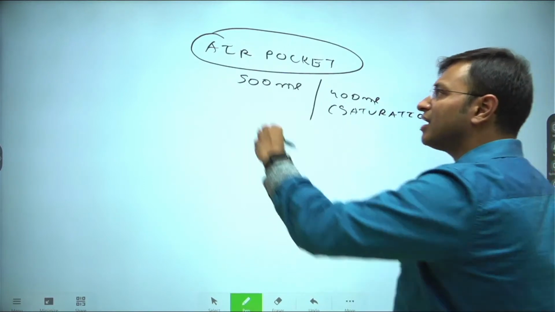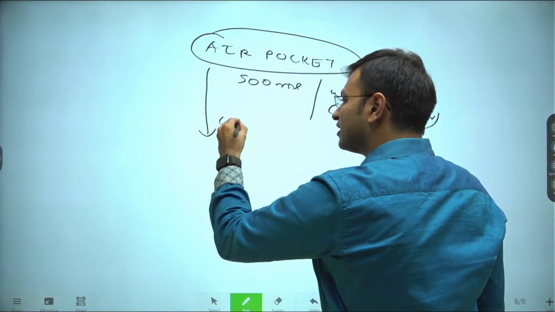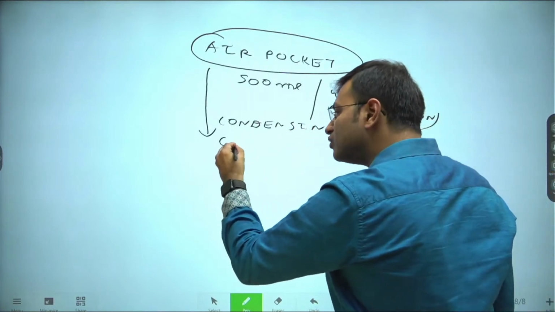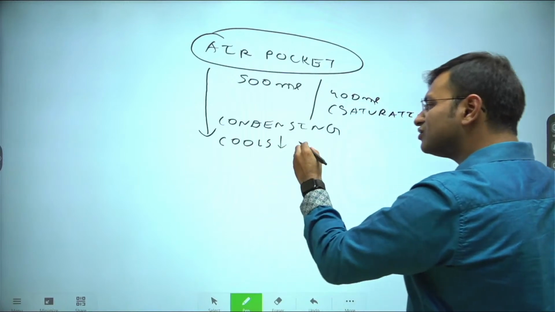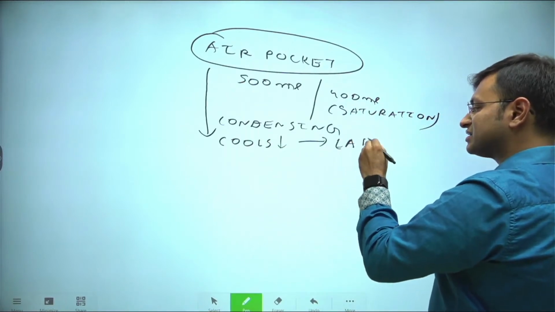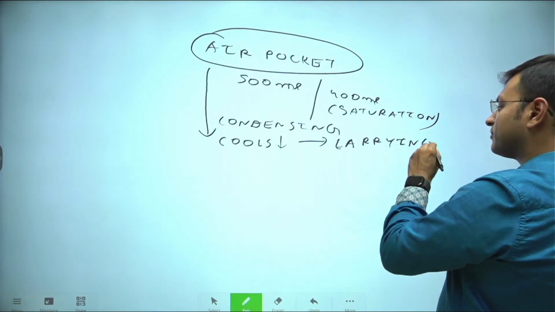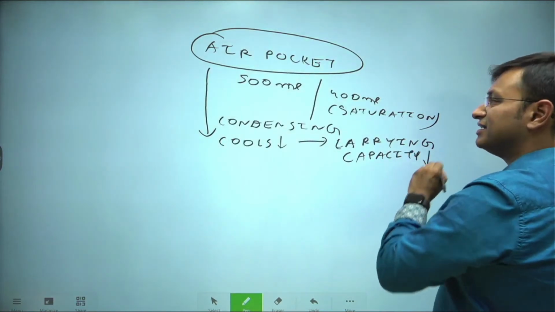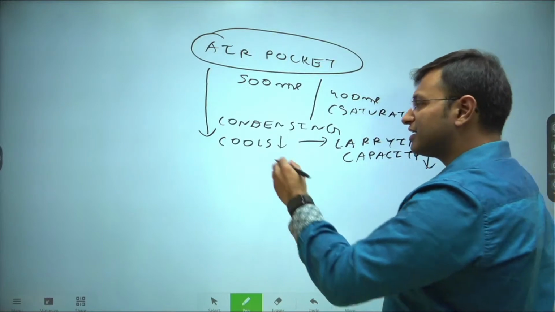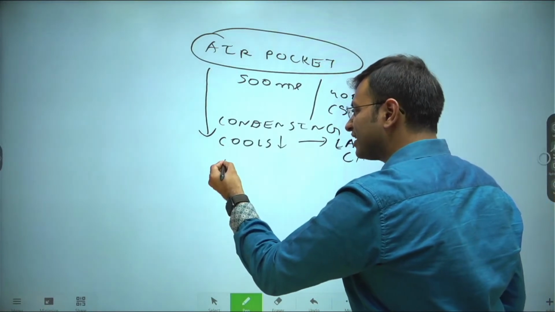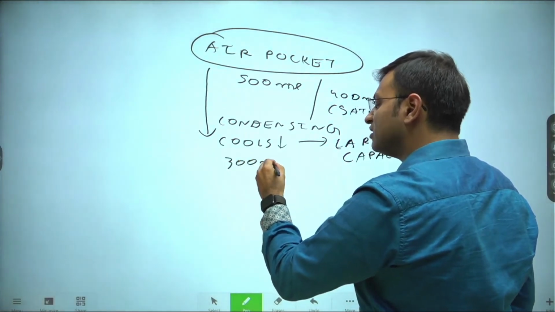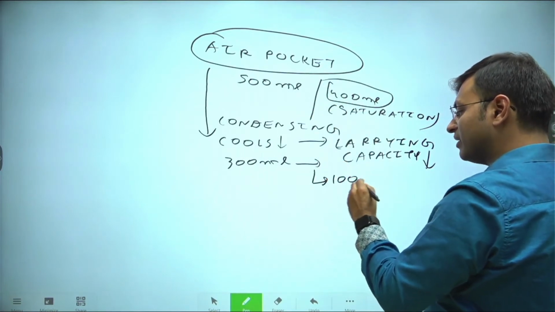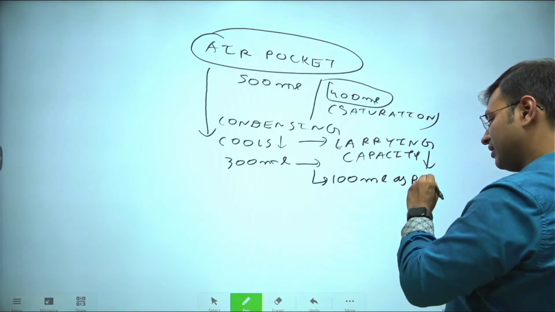How can you do this? Now you start condensing the air pocket. As you start condensing the air pocket, it cools down. As it cools, the carrying capacity starts to decrease. So instead of 500 ml, now the carrying capacity will only be how much? Let's say the carrying capacity is now only 300 ml. So the excess 100 ml will now come down as rainfall.